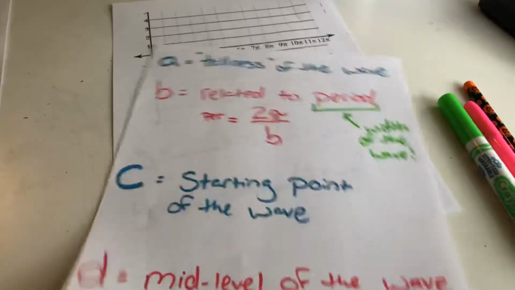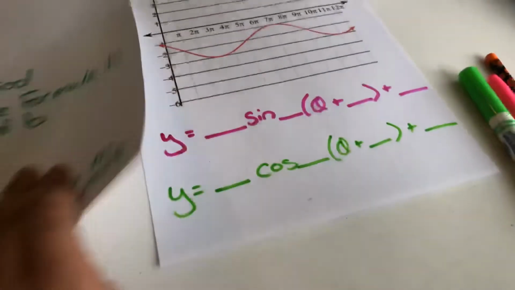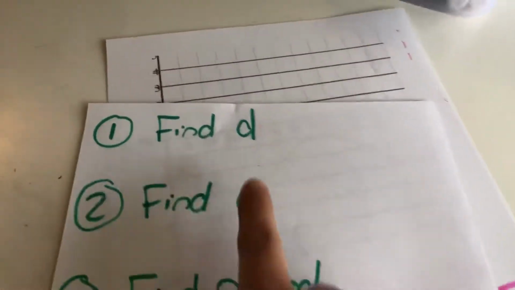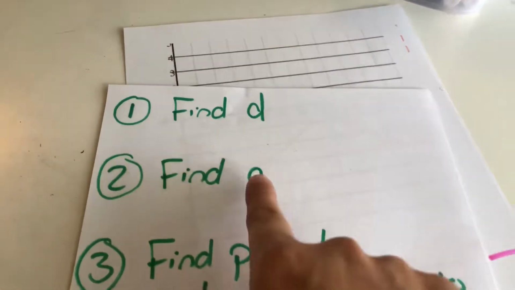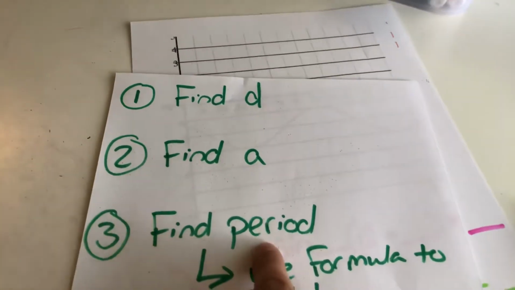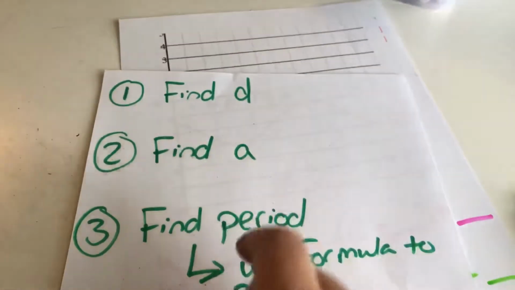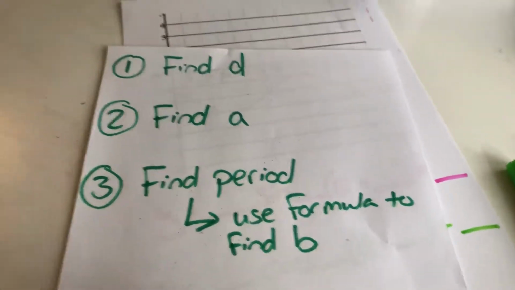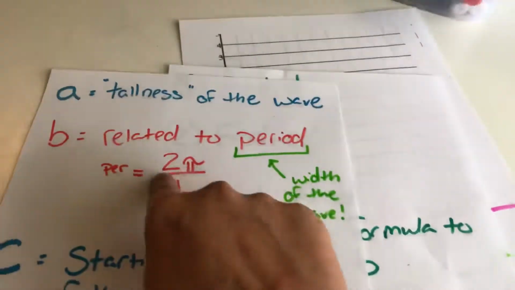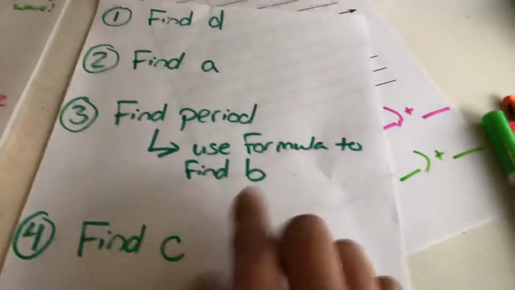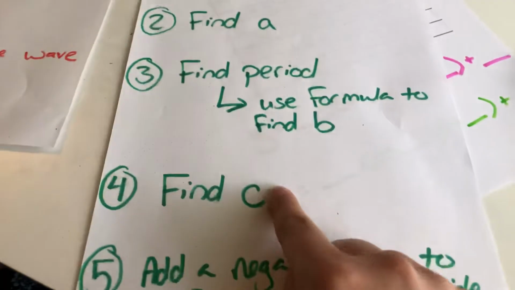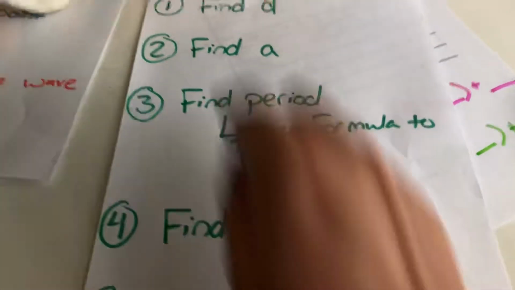So I'm going to follow some steps here, and I thought I'd share those with you. First thing I'm going to do is find D, then I'll find A, then I'll find the period, which you remember is the width of the wave, and I will use my formula to figure out what B is. Then I'll find C, and then I'll take a look at my wave.